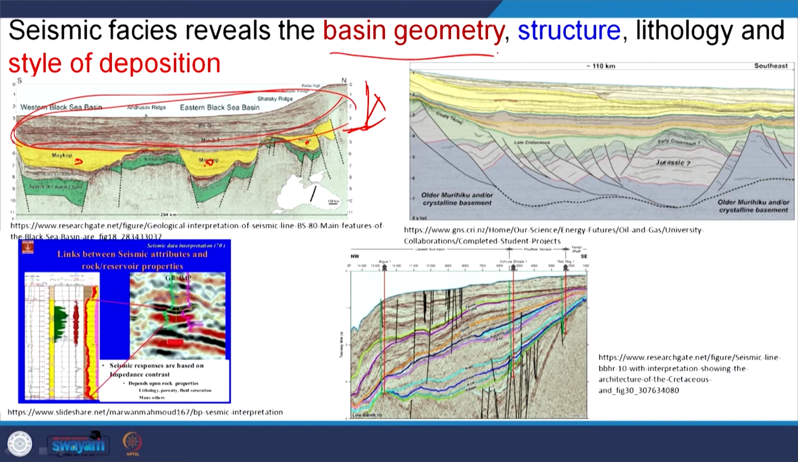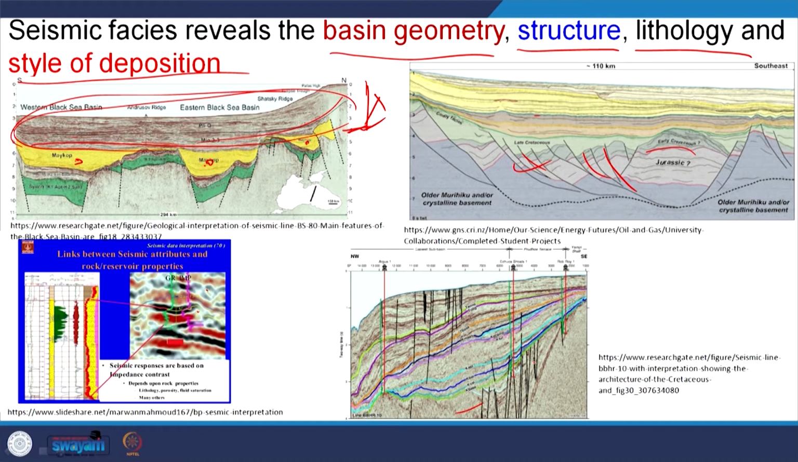Then structure. Structure means, if you see here we have faults, we have folds, we have unconformities. These are the structures about which information can be retrieved. Then lithology. Here we are dealing with different lithology, either sandstone, limestone, shale, or whatever may be there, that can be retrieved. And style of deposition, similarly we have onlap, uplap, truncations, downlap, whatever may be, or there is an unconformity bound sequence. So, that means how the style of deposition was, everywhere we are involving geomorphic processes.